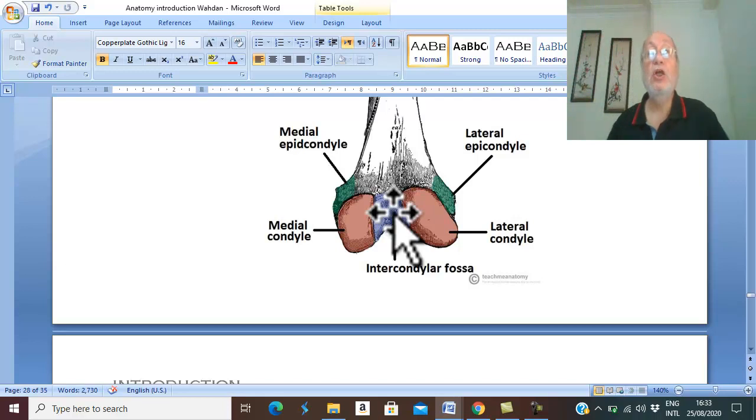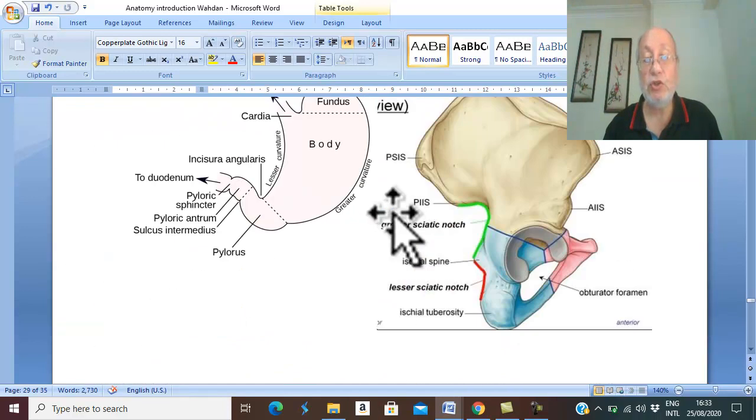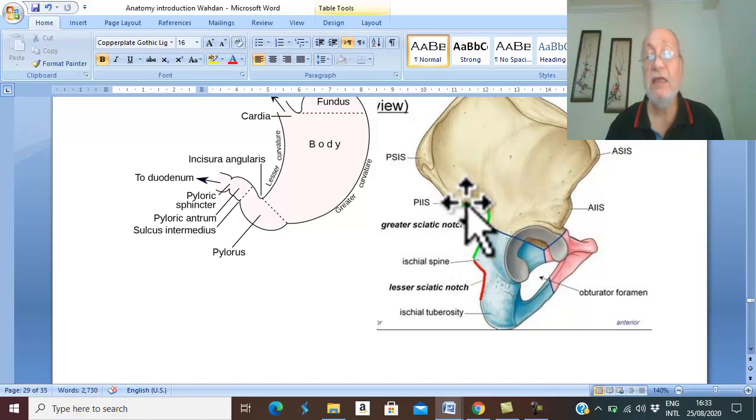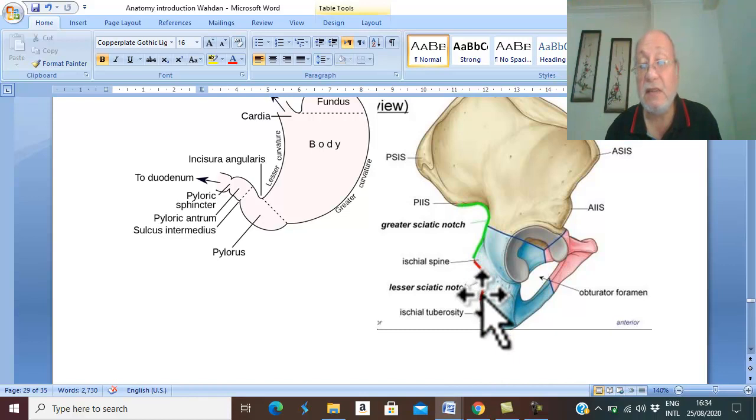Notch, like this notch. Notch is a semicircular depression on the surface or a border, like this large notch or this small notch. While fossa is a depression on the surface, like this fossa. Depression on the surface is called the fossa, while depression on a border is called the notch.